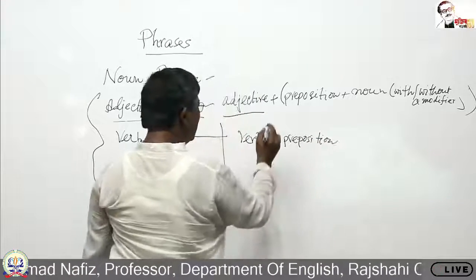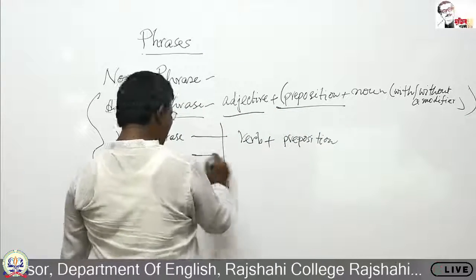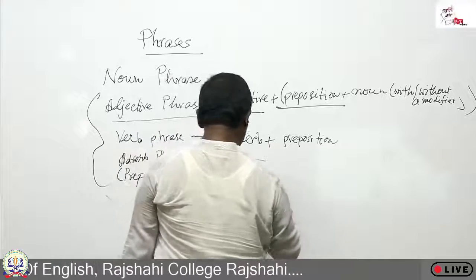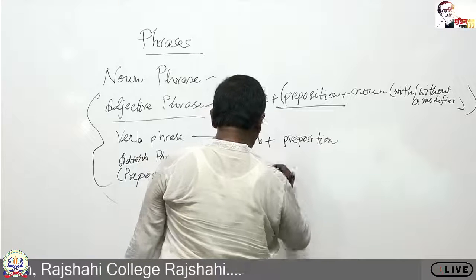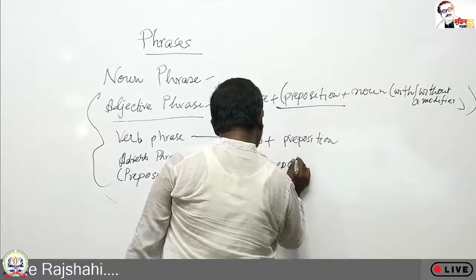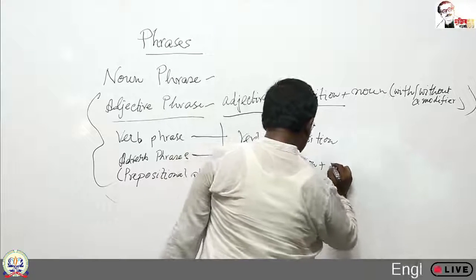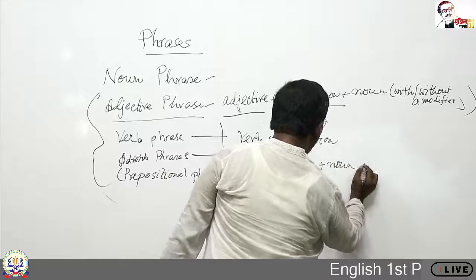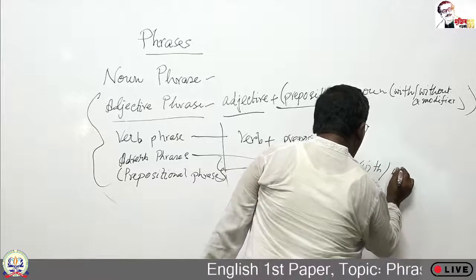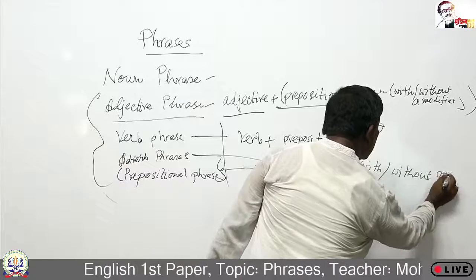In an adjective phrase, an adjective is followed by a preposition and noun. And in an adverb phrase or prepositional phrase, we have the words like preposition plus noun, with or without modifiers.